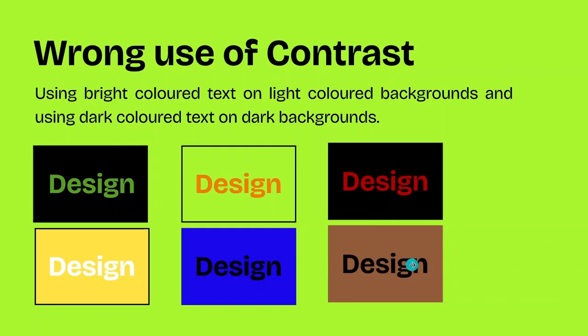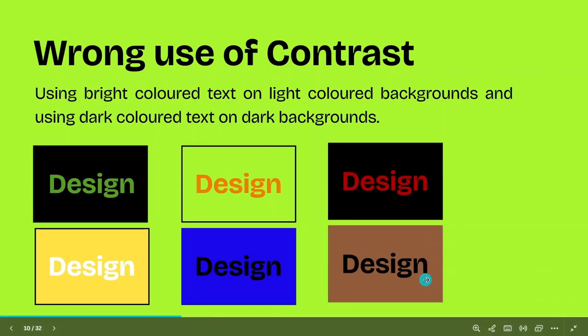Now this one as well, you can see the same thing applies here. A light color would have done good here. This is brown, and using black on brown also doesn't really make sense, so you have to use a light color. That is just one of the things I wanted to show you here, so you don't make these mistakes.